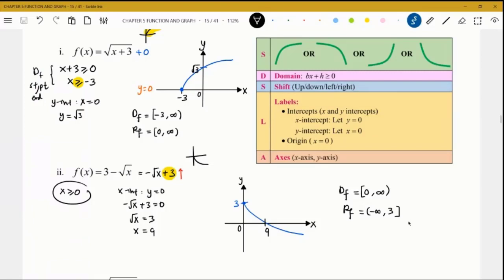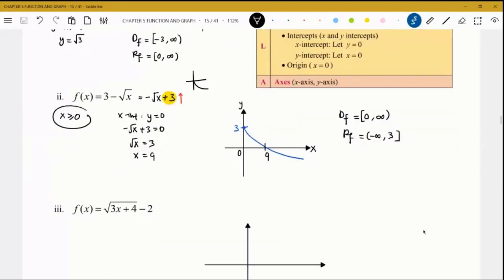So the next one adalah square root 3x plus 4 and then minus 2. Okay, kita tahu dia adalah positif di luar square root and positif dalam square root. So it lies on the first quadrant. And then minus 2 di luar ni yang bermaksud dia akan shift down.